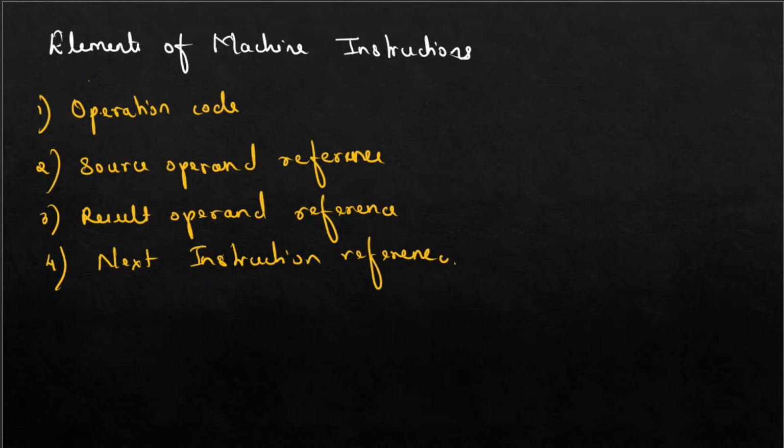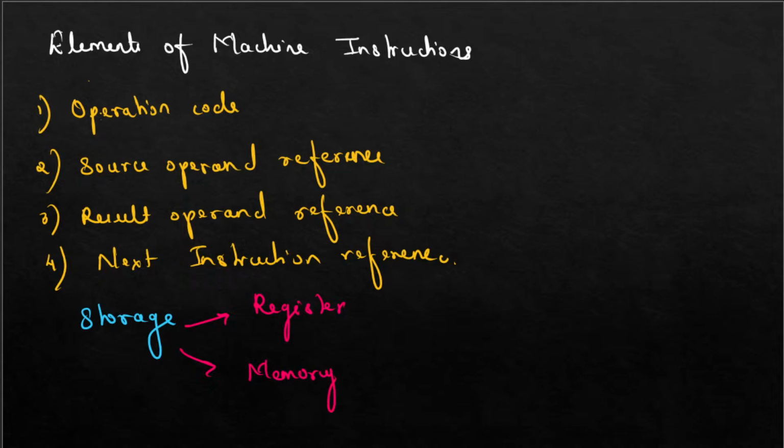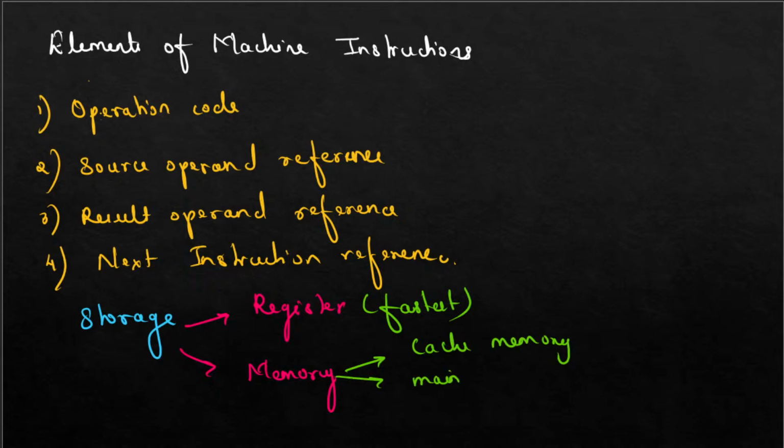Alright. Now if you talk about storage, basically we do two kinds of storage. The very first is register and the second is memory. Then one thing you should know is that register storage is the fastest. And memory storage is divided into cache memory, main memory, and third is secondary memory. So out of these three, can you just tell which is the fastest one? Cache, of course. After that main, and after that secondary.